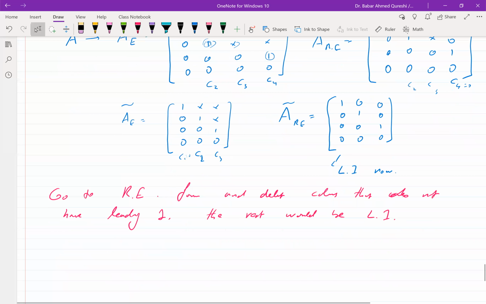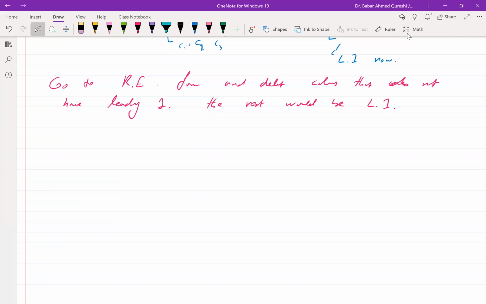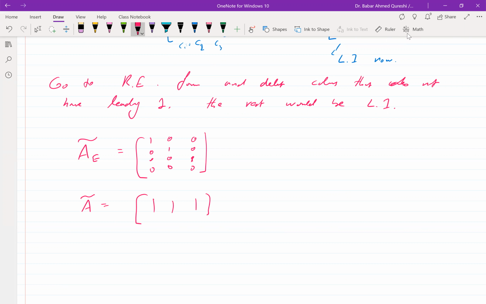So I delete those columns in the reduced echelon form, and the corresponding columns I delete in the original matrix A, and I denote these by tilde. So this is something like this. And correspondingly, I will have A tilde, which will be a 4 by 3 now, because I deleted one column. I delete the same columns in the original matrix as I delete in the reduced echelon form.